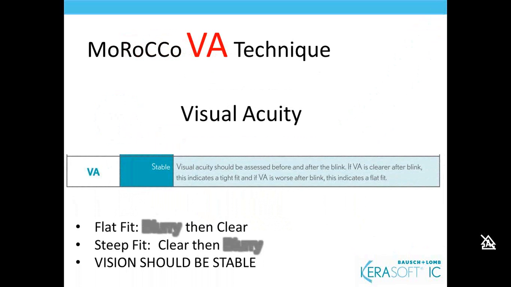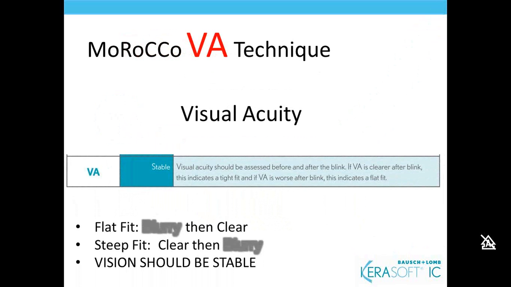If the lens is fitting flat, it's going to be blurry because the lens is trying to find its home, and then it's going to settle itself and the vision will start to clear up. If the lens is fitting too steeply, it's going to be well centered right after the blink and then drop off, and that's why the vision will start to get blurry.